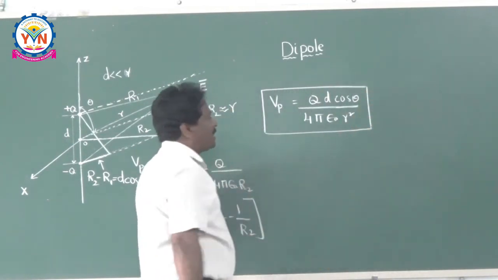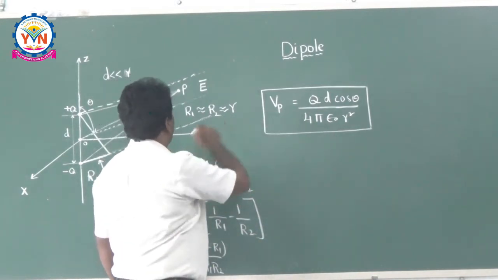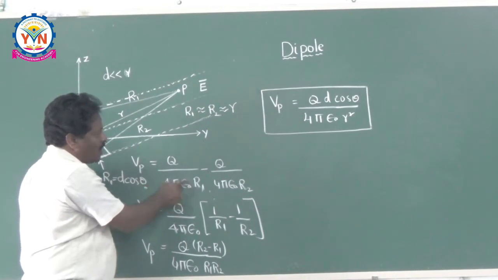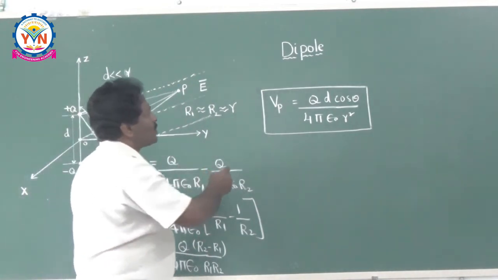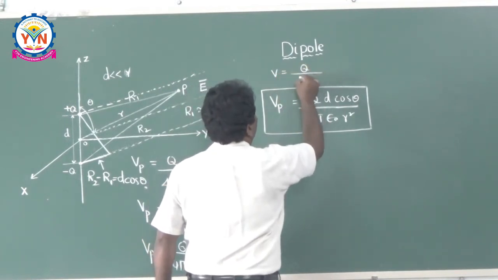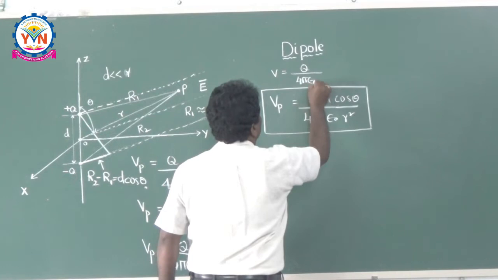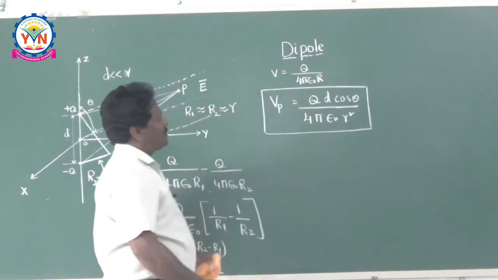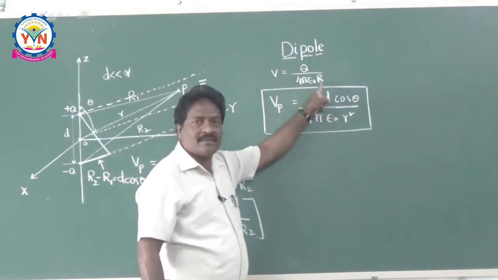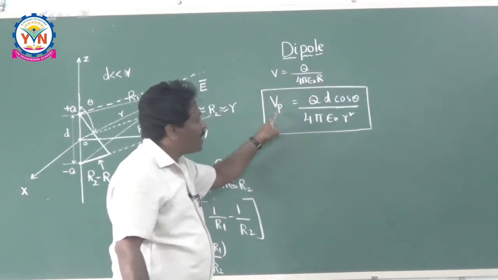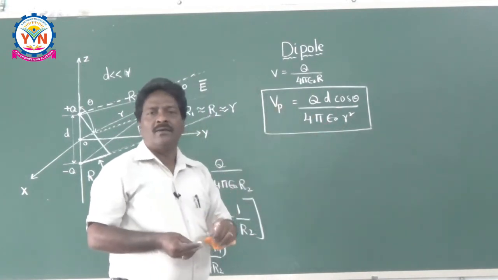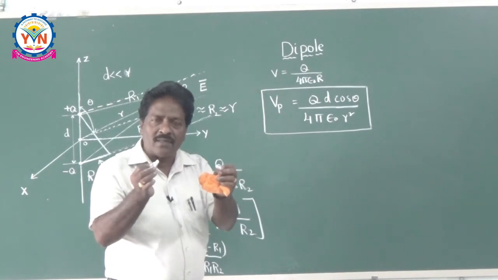Have you observed one thing here? What is the potential of a point charge? Potential of a point charge is q by 4 pi epsilon naught into R. In the last class you have seen V is equal to Q by 4 pi epsilon naught into R. This is nothing but the potential of a point charge. It is inversely proportional to distance. And here for a dipole, the potential is inversely proportional to R square, because two equal and opposite charges become a dipole.